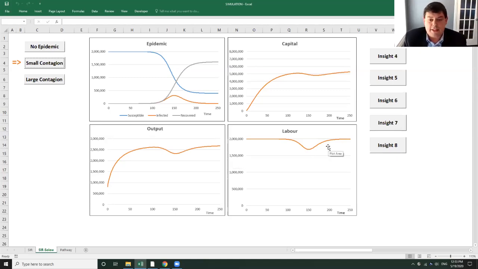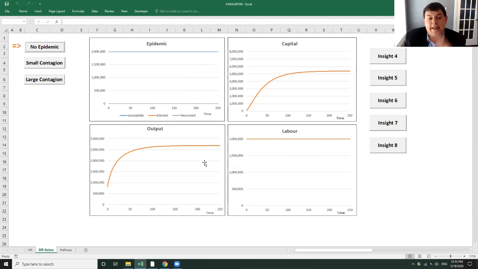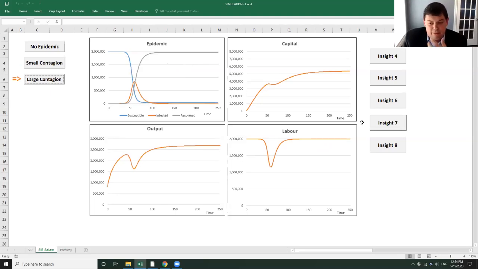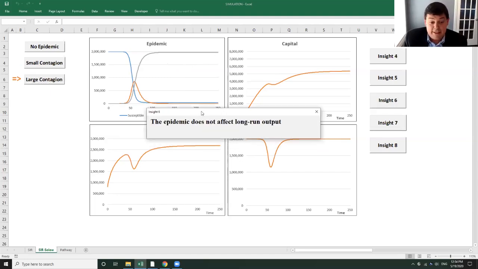All right, so let's now look at output. Let me turn off the epidemic, and if you look at the long run output, my end game, where I'm going to be at the end of this time period, I have some output right here, just over $2.5 million. And when I turn on this small epidemic, I want you to focus on the end of this graph. Look, there is a fluctuation, but we go back to where the long run equilibrium without the epidemic is. If I turn on a large contagion the same way, you get to insight number 6: in this model, the epidemic does not affect long run output.